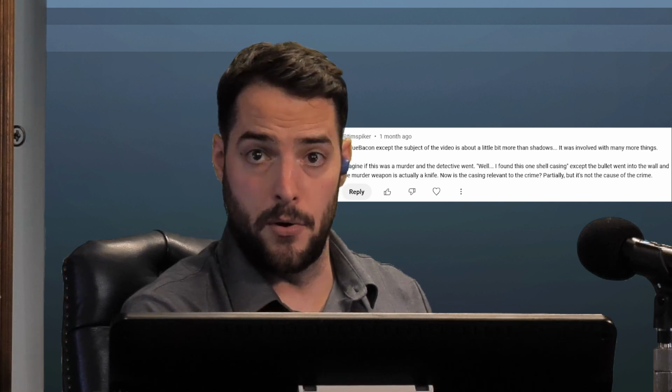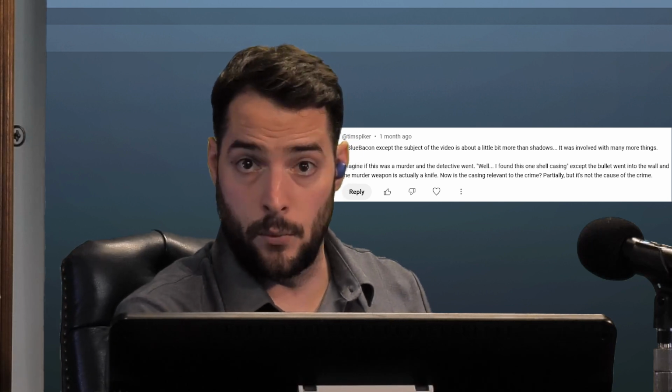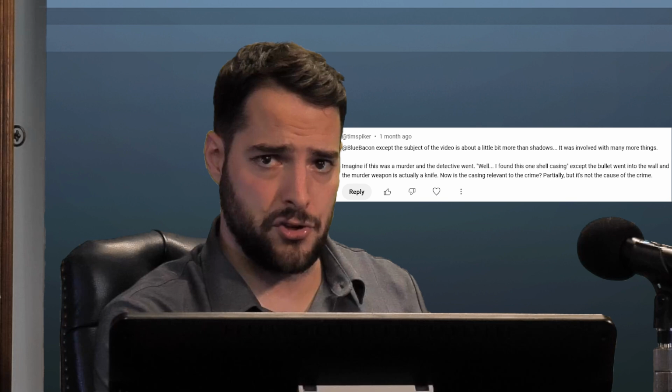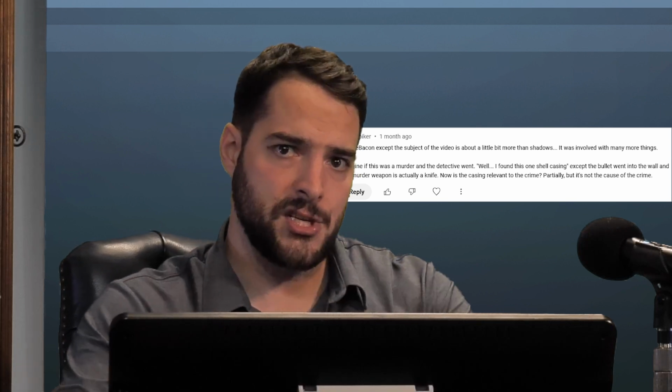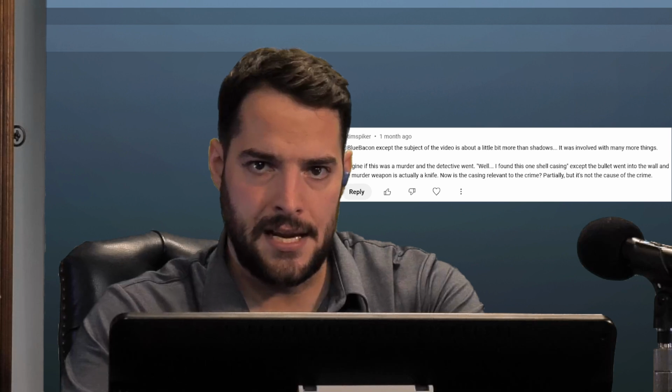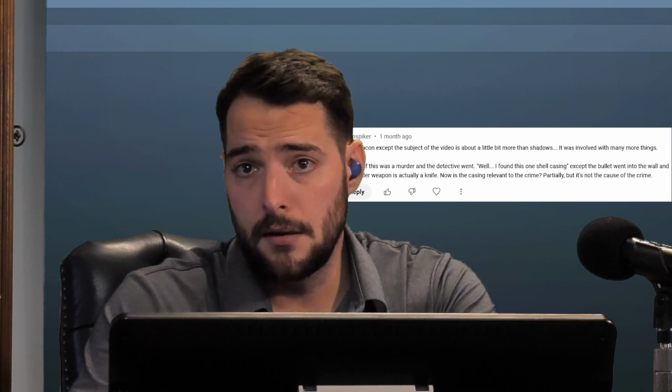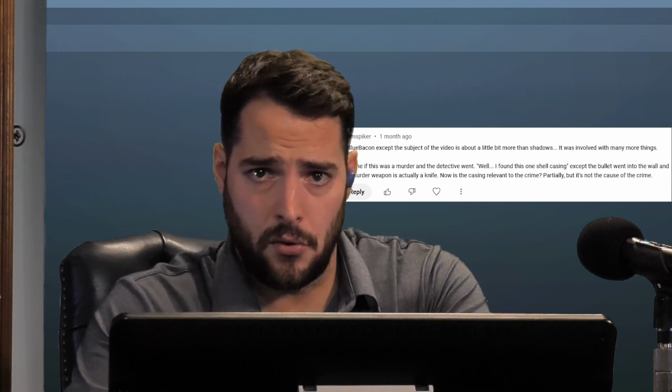Imagine if this was a murder, and the detective went, well, I found this one shell casing, except the bullet went into the wall, and the murder weapon is actually a knife. Now, is the casing relevant to the crime? Partially, but it's not the cause of the crime. Now, this was maybe not his best choice of analogy, as I am a trained and experienced criminal investigator who has assisted with murder investigations. I've never led one, but I've been a part, not of the murder, of the investigation of it.